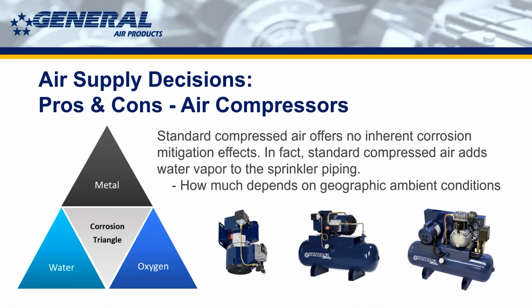So this is a simplified version of the corrosion triangle: water, oxygen, metal. And just like the fire triangle, if you eliminate one of the points on the triangle, you eliminate the possibility of that happening. So in this instance, we are not eliminating anything. We're actually contributing some water to the sprinkler system. So we're not having any effect on the corrosion triangle as it stands.